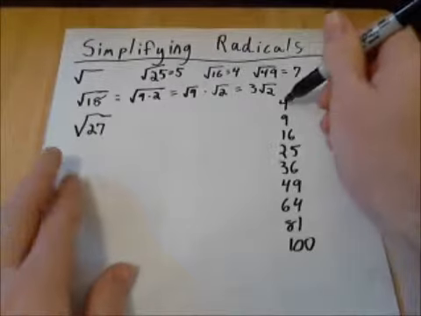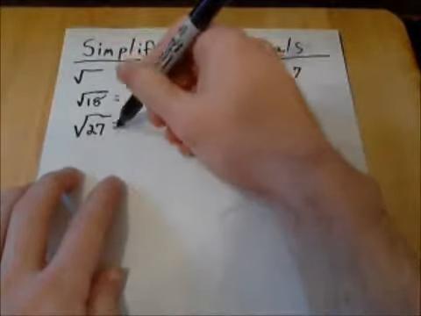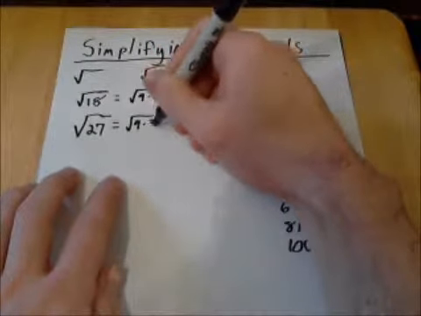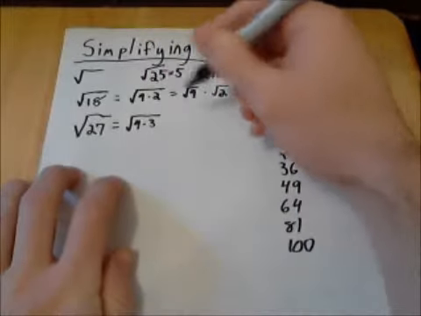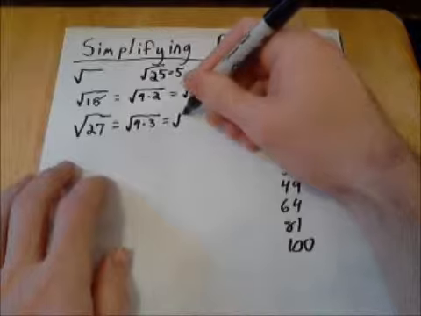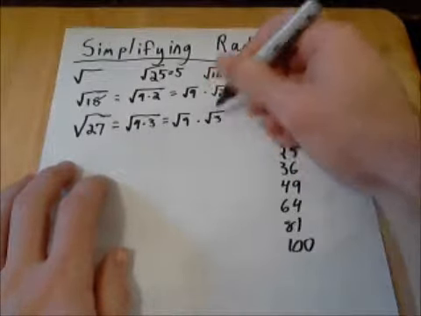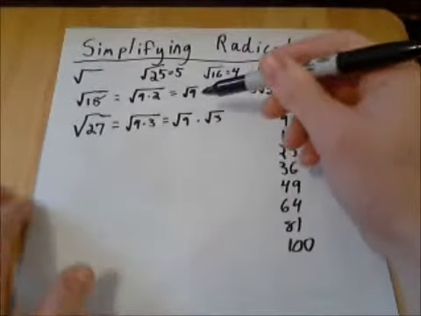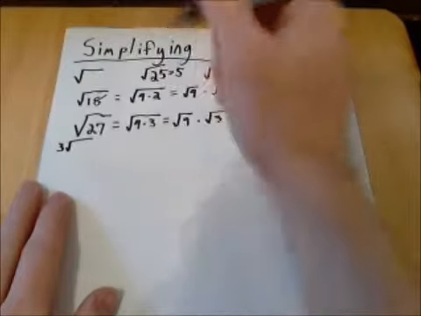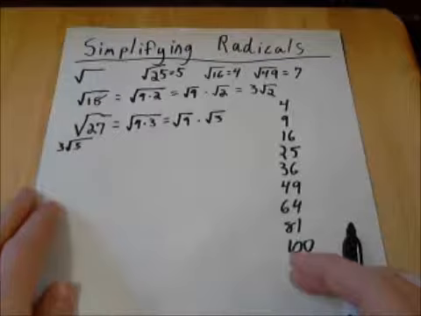So we have the square root of 27. It's not divisible by 4. However, it is divisible by 9. So we're going to rewrite this as the square root of 9 times 3, because 9 times 3 gives 27. And as I did above, we can break this up into two separate radicals: the square root of 9 times the square root of 3. Now we know the square root of 9 gives 3, so we end up with 3 times the square root of 3. So that's how you do these.